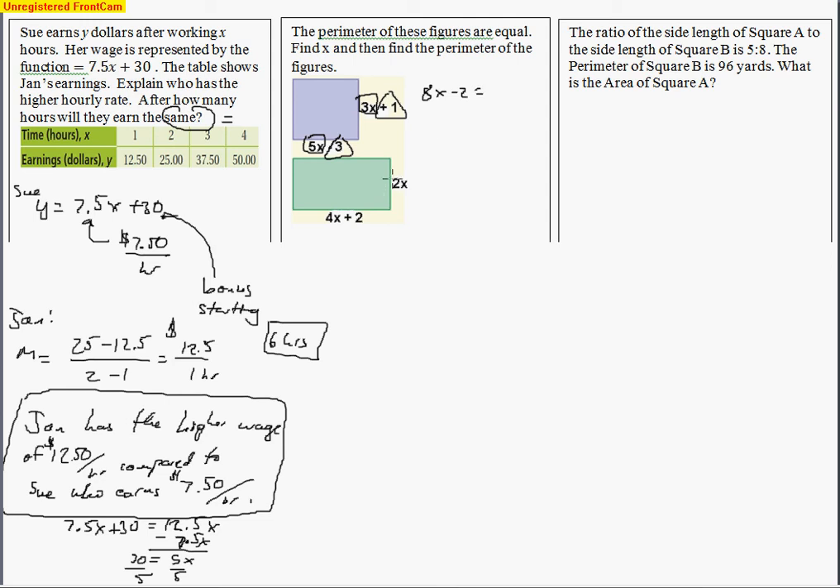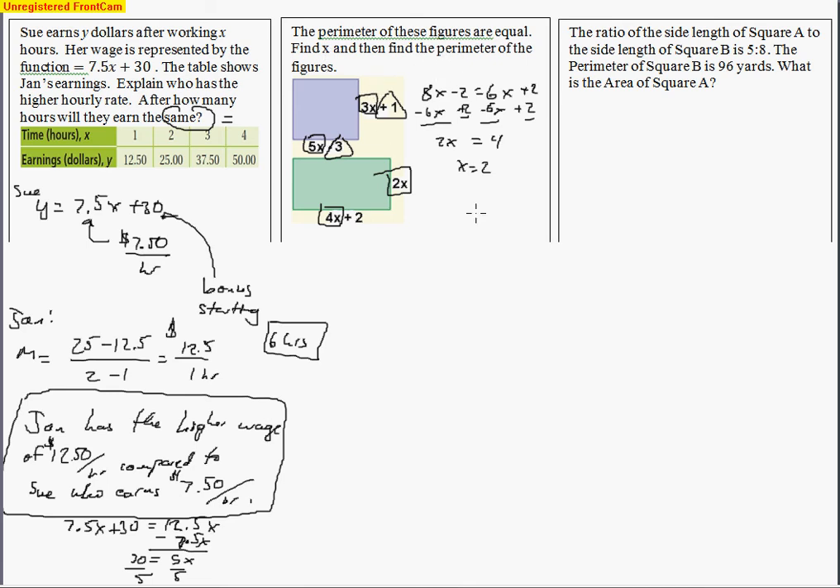I'm going to set that equal to this. 2x and 4x makes 6x, plus the 2. So I'm just solving for x. Again, I can do this because if their perimeters are the same, then their half perimeters are the same also. So I can subtract 6x from both sides and add the 2. And I'm left with 2x equals 4. So x is 2.